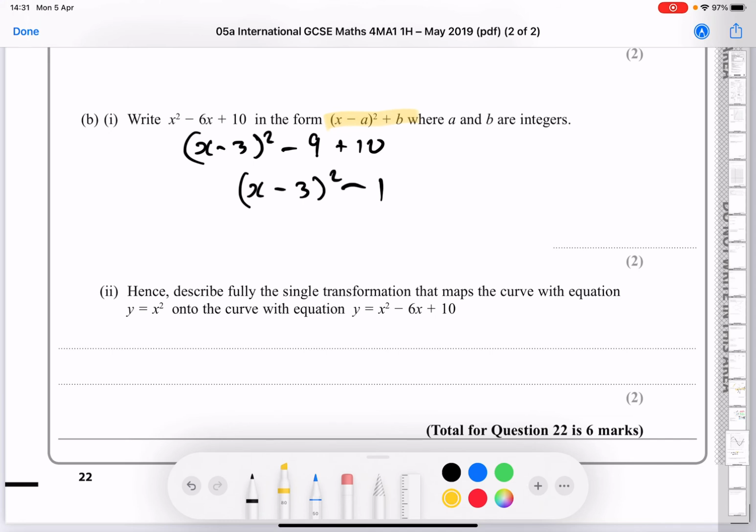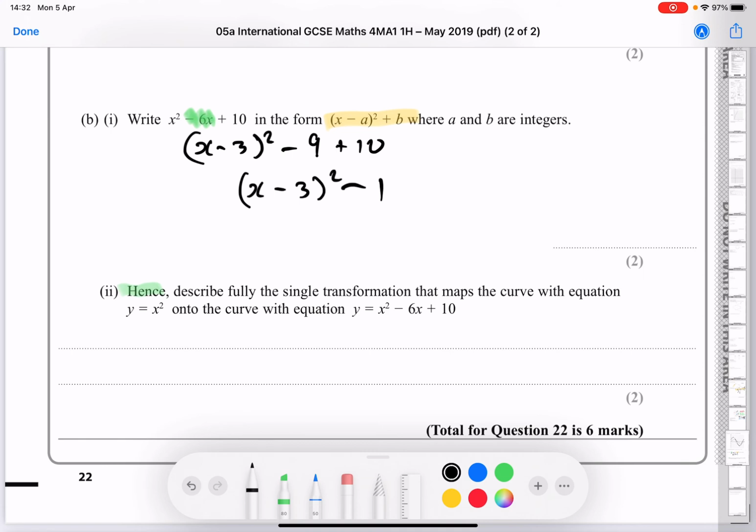Well, hopefully you're all thinking back and remembering that we take the half of that value when we're doing completing the square. As long as the x squared value is 1, we can just take the half of the x value, the coefficient of x, and get that answer. Okay, hence is an important word here. The hence, it means using what you know up there.